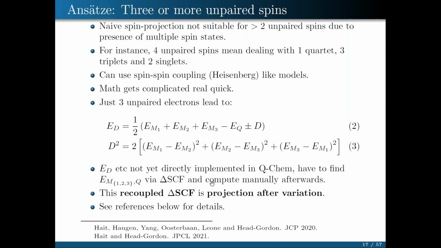I would make a quick note that unlike ROKS, which is directly implemented in Q-Chem, equation 3 for the 3 unpaired electron case is not yet directly implemented, and anyone trying to use it would have to first just optimize M1, M2, and M3 energies with delta SCF, and then compute the energy manually afterwards. That being said, this recoupled delta SCF is a projection after variation method, and you can look at the references below for more details about its use for electronic excited states.